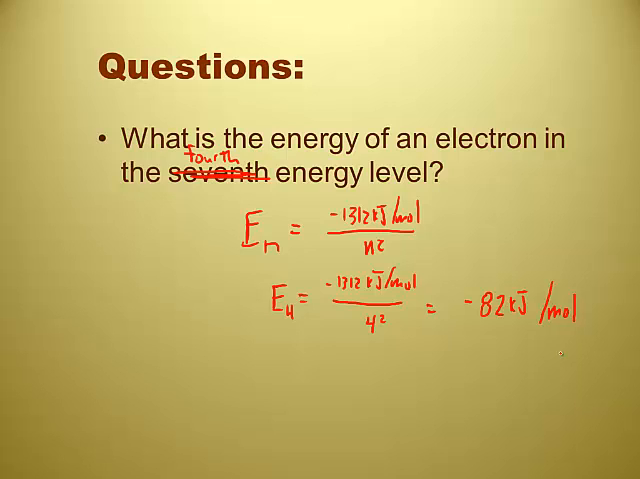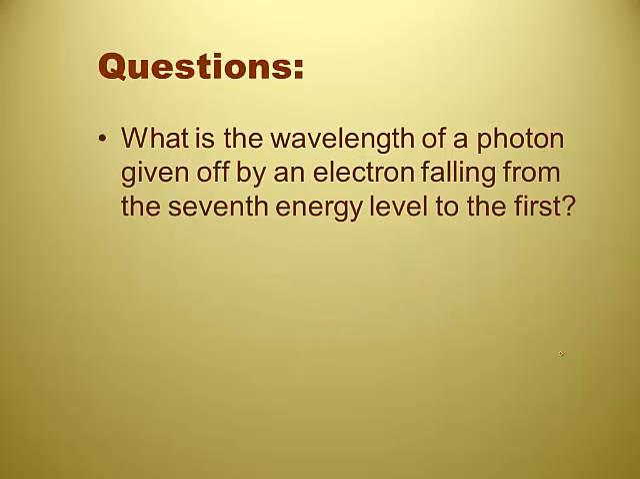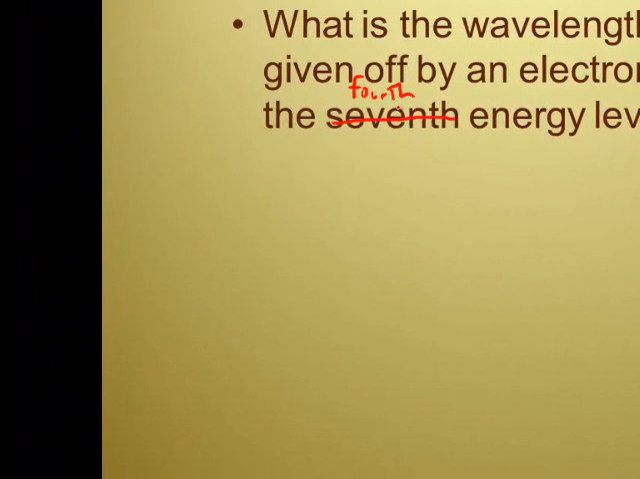Now, watch this next question. It's pretty unstable right now. It's going to be unstable and it's going to fall. What's the wavelength of a photon given off by an electron falling from the fourth to the first? So back down.